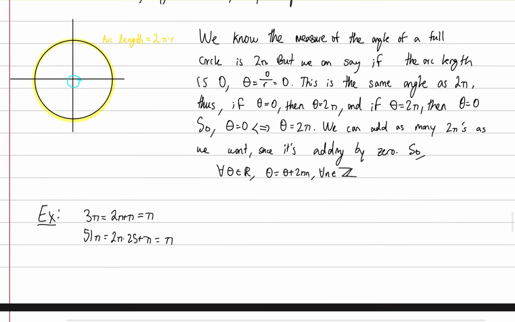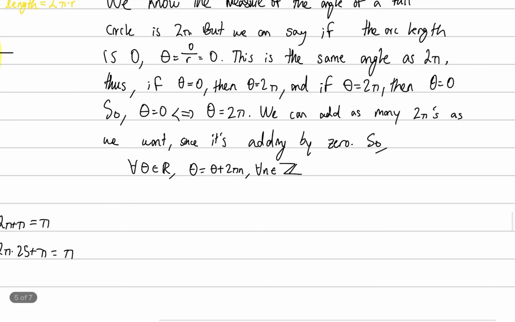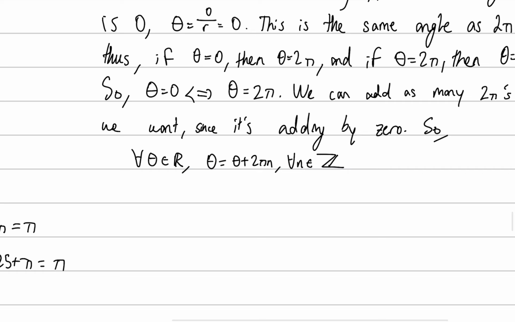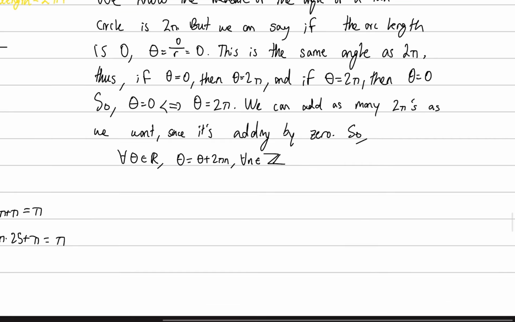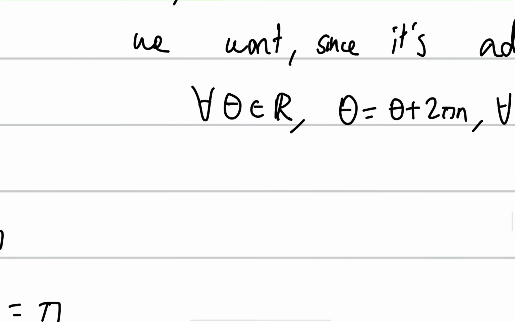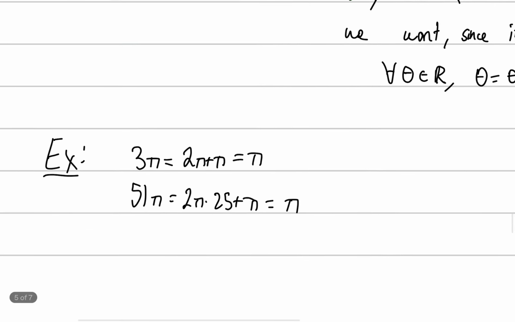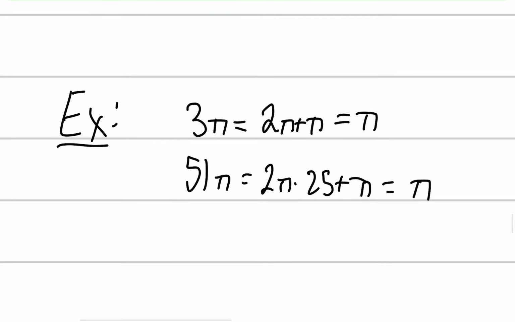So we've proved that if an angle is equal to 0, then it's also equal to 2 pi, but we can actually add as many 2 pi's to any angle as we want. Since it's adding by 0, remember the additive identity allows us to add by 0 as much as we want. So for any angle, the angle is just equal to the angle plus 2 pi n, where n is an integer.